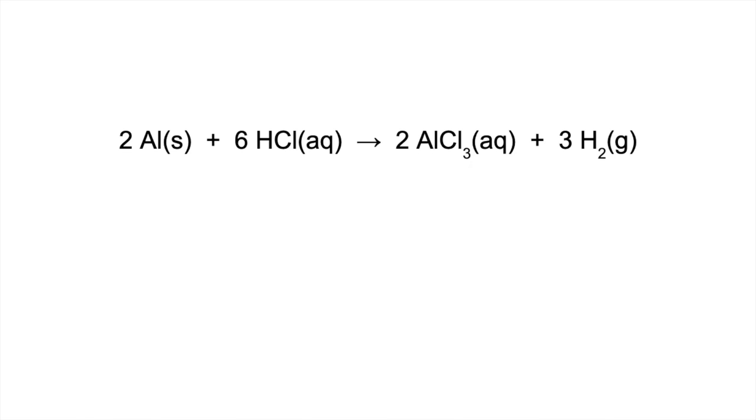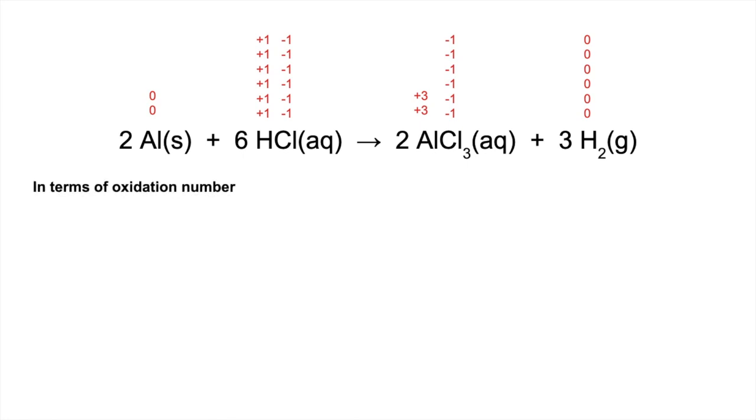Starting with oxidation number, the first thing I'm going to do is put all the oxidation numbers above all of the species in the redox reaction, and you can see now that we've got a change in oxidation number for the aluminium and for the hydrogen. The oxidation number of each aluminium has increased from 0 to +3. So aluminium's been oxidized, and the total increase in oxidation number is 6 because we've got 2 moles of aluminium and each one has changed by 3.